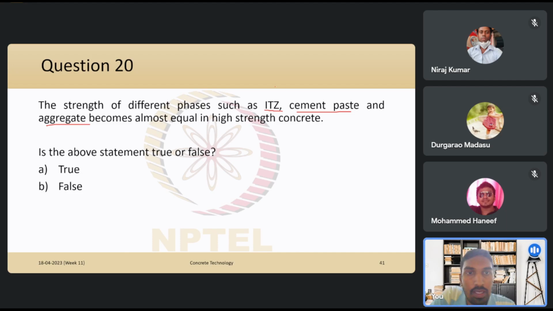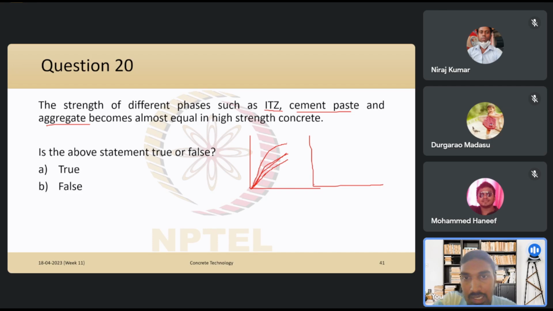So we looked at the ordinary concrete case. Failure happens, or the cracks propagate, through this ITZ. That's what we had seen, because this is the weakest of the three phases, and therefore it will fail and the cracks will propagate through it. That's what we saw in the case of ordinary, or normal strength, concrete. Aggregate will have the higher strength and the higher modulus, cement paste will be lower, and concrete, because it is a mix of both aggregate and cement, will have somewhere in between.